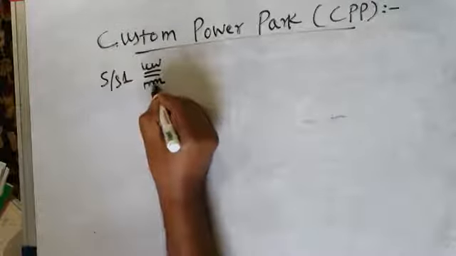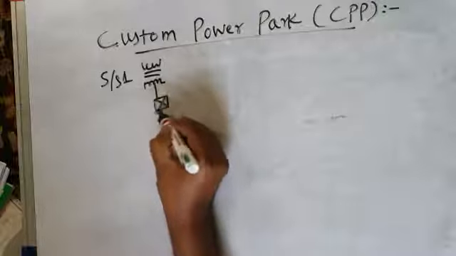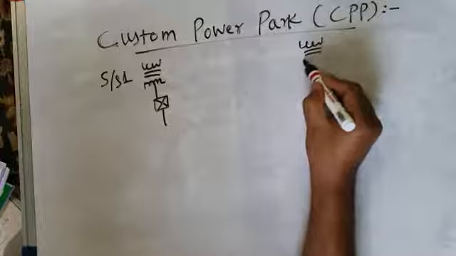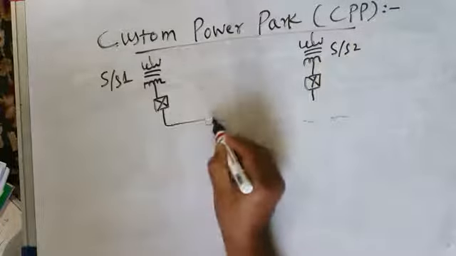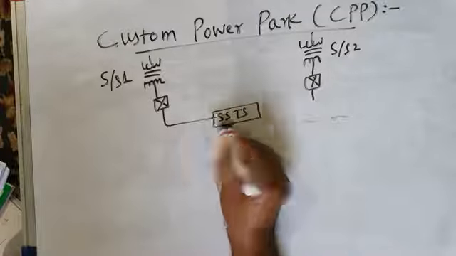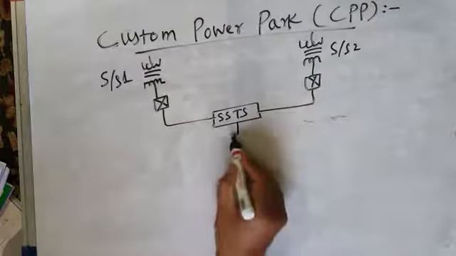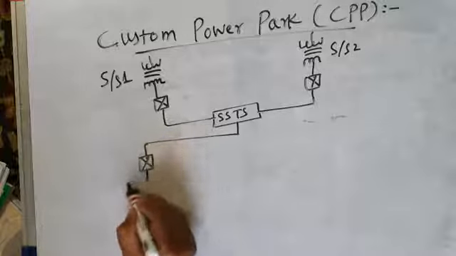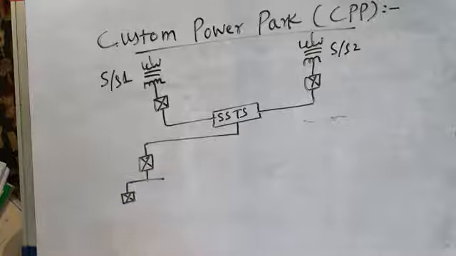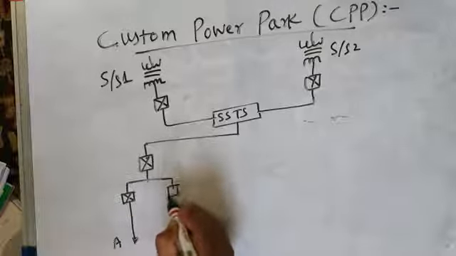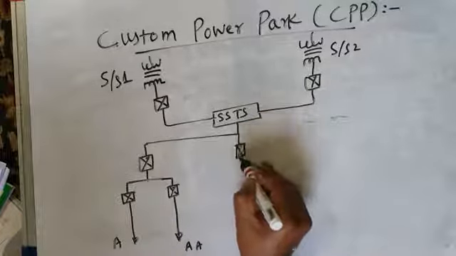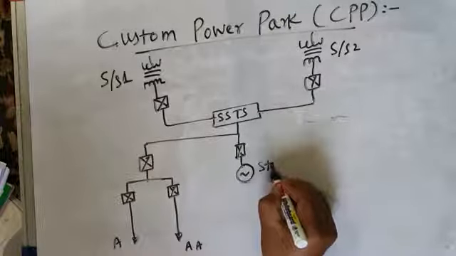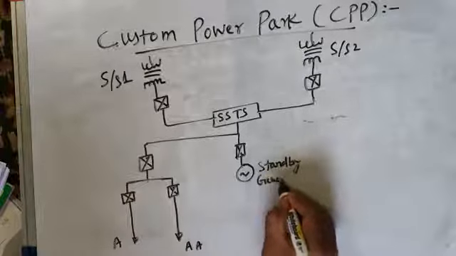This is substation 1. Circuit breaker. Then I have another substation, substation 2. Circuit breaker. And we have a solid state transfer switch, SSTS. And now something very interesting is there. We have a circuit breaker here. We have two lines. This is A. This is AA. This is standby generator.